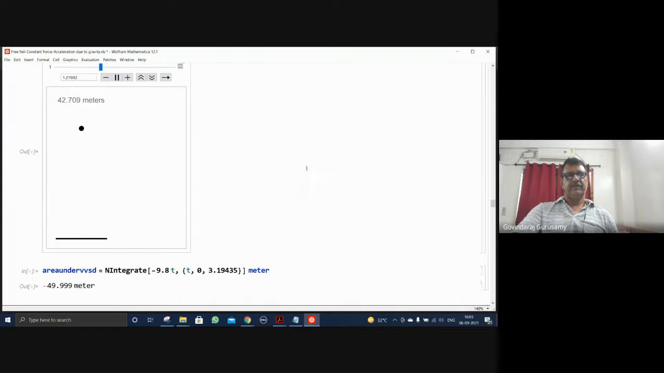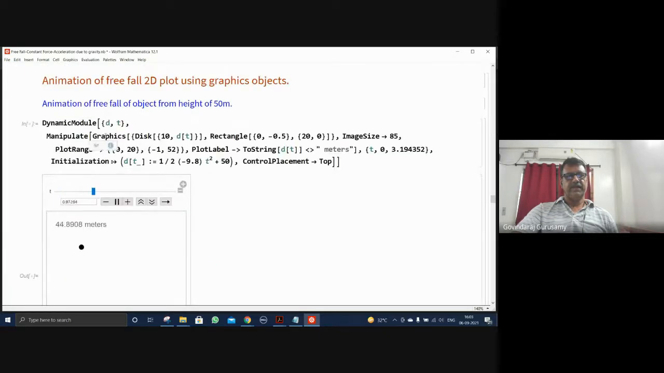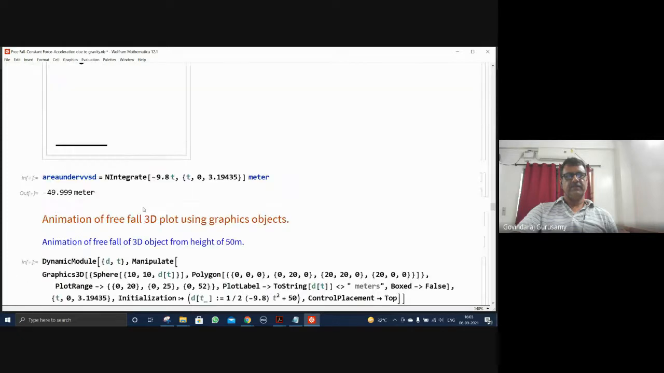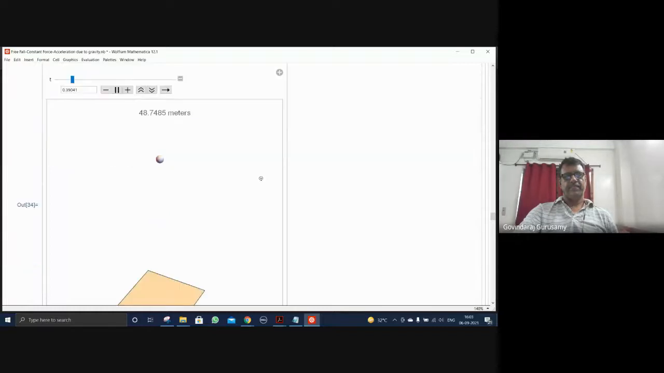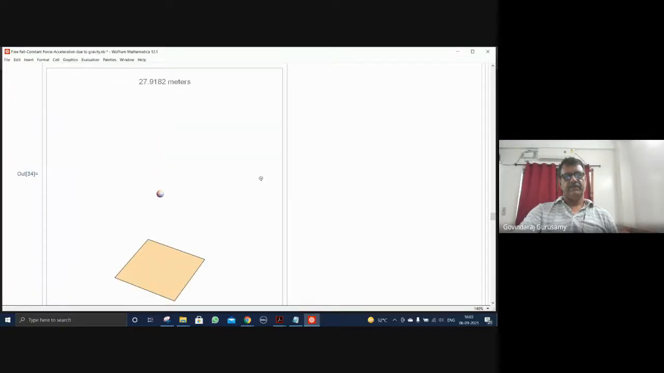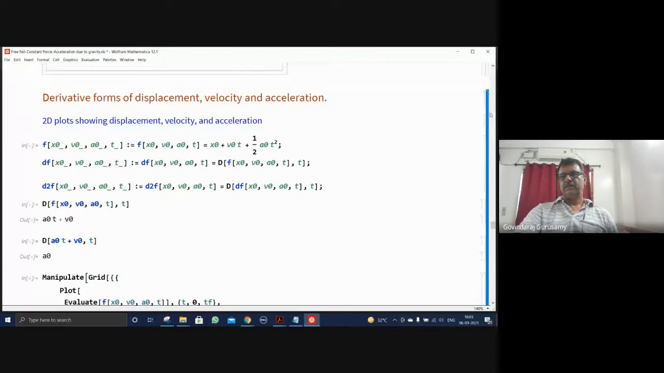And individually, this is the beautiful animation that you have to look at, showing what is happening with an object when you drop it from a height of 50 meters. This is what is really happening. This is the distance covered at around this time. And this can be nicely generated by using graphic objects. That's simple. Put it in three-dimensional objects again. It can also be shown with a real object that is being dropped.